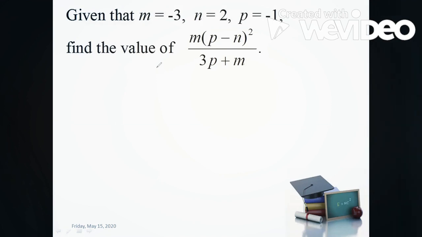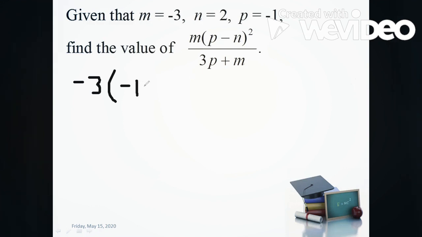In substitution, we replace letters with numbers, right? So the values of m, n, and p are given. So what we need to do is replace these letters with numbers. So we have -3. We have p, which is -1.